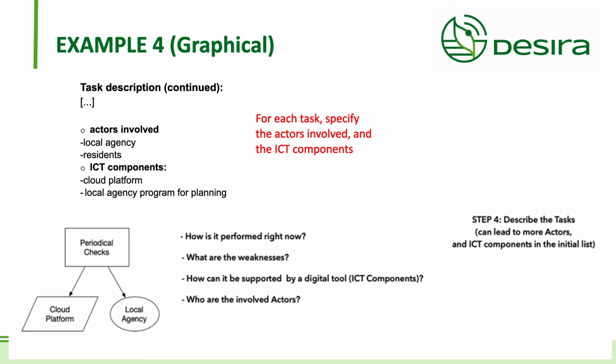For each task description, you should also report the actors involved and the ICT components used for the specific task. In our case, we have the local agency and the residents as the actors, and the ICT components are a cloud platform and a certain program that is planned to be used for planning. From a graphical point of view, you can take the task name and link it to the actors and ICT components. This can help identifying additional actors and components.